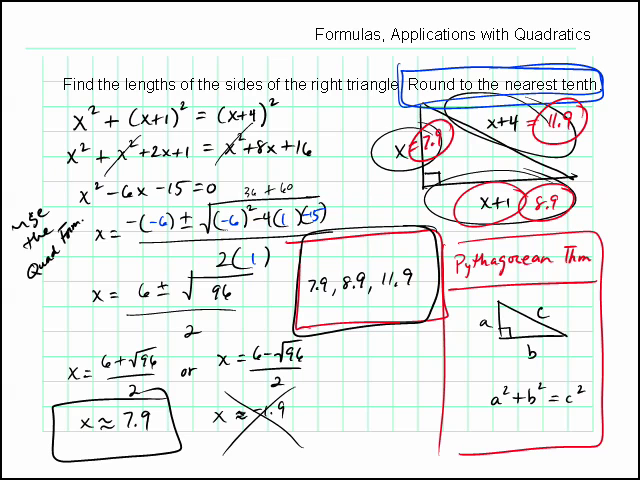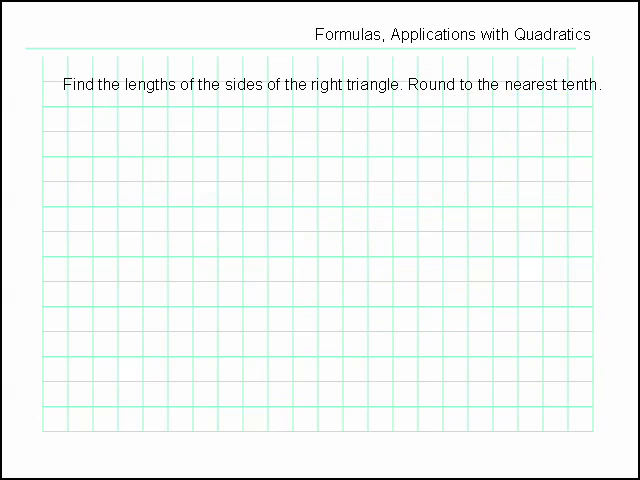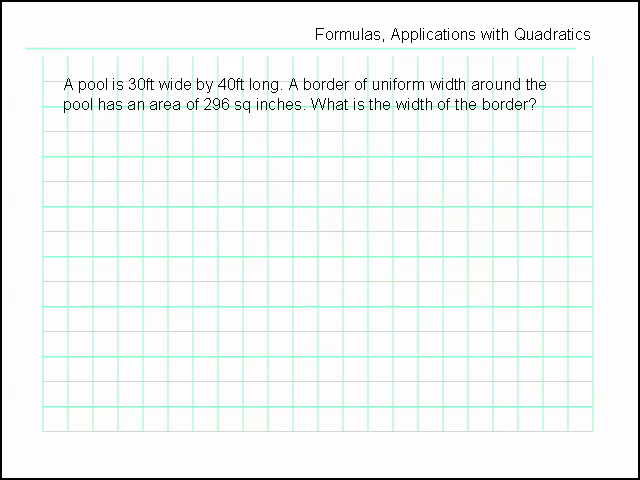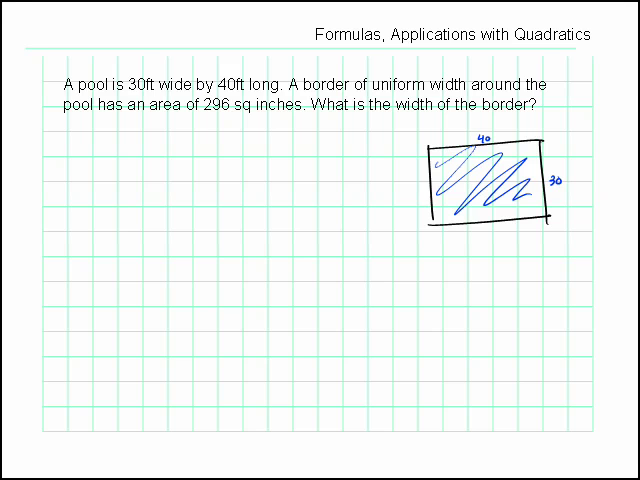Okay, next. A pool is 30 feet wide by 40 feet long. A border of uniform width around the pool has an area of 296 square inches. What is the width of the border? Okay, here's our pool. The pool is 30 feet by 40 feet. Now let's actually put those numbers inside here. 30 feet by 40 feet.